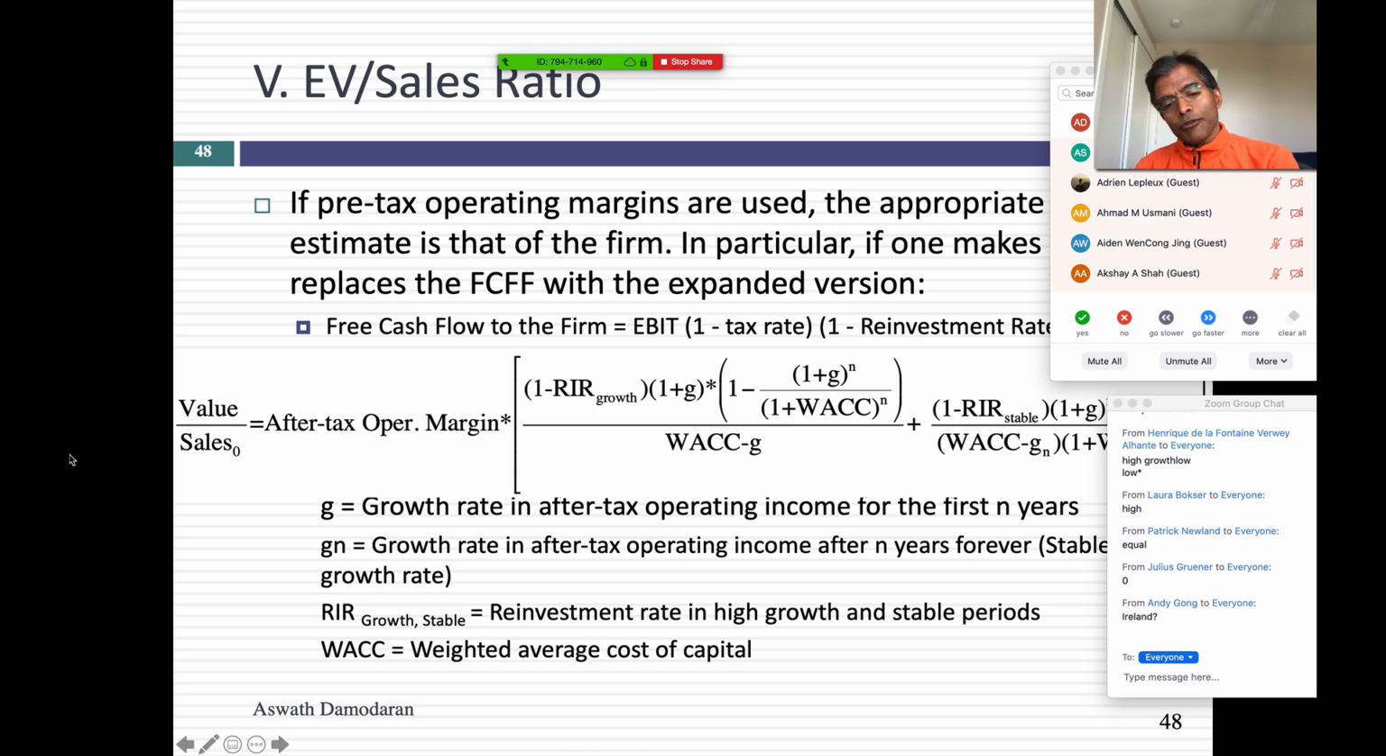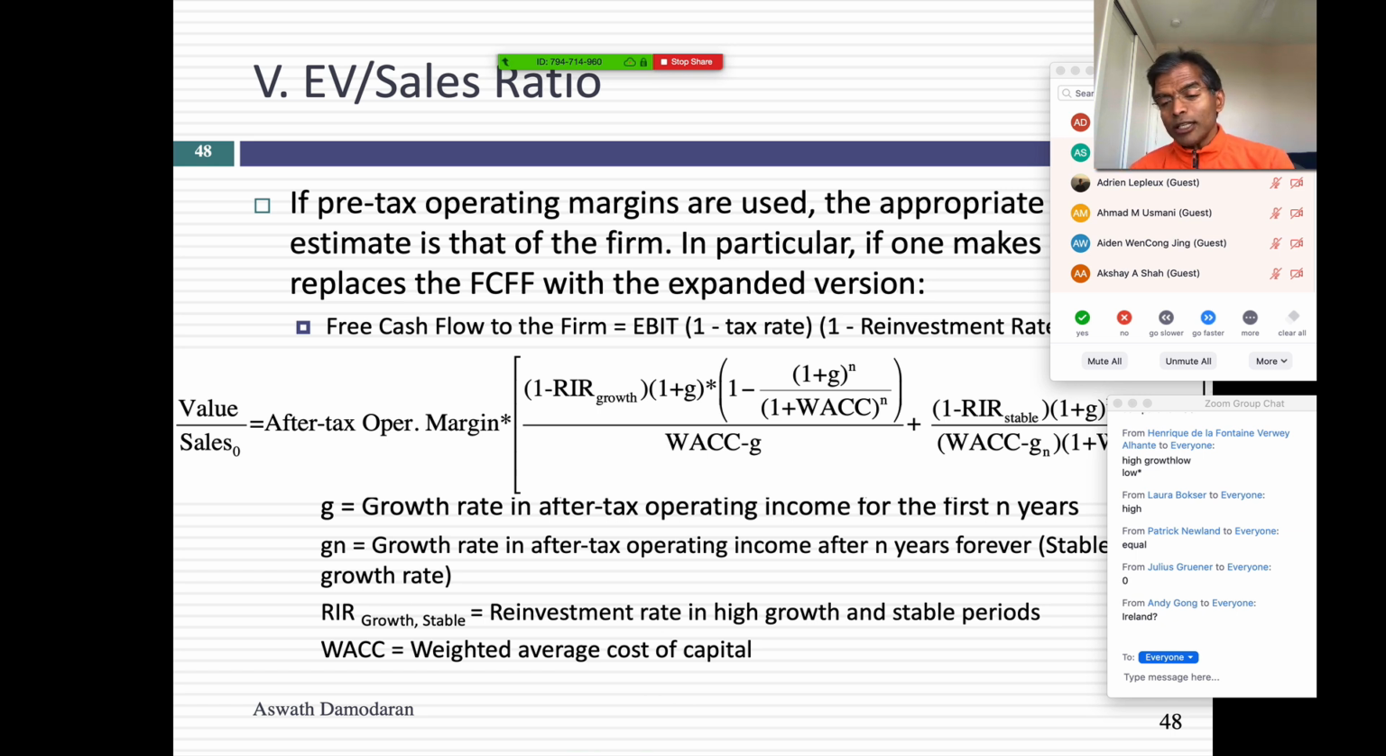So here's the equation for a two-stage model with EV to sales. I know it looks complicated. But look at the variable that's popped up that wasn't there before. See what it is? Operating margin. Remember I said every multiple has a companion variable? The companion variable for EV to sales is operating margin. If you have a high operating margin, you'll trade at a high multiple of sales. You have a low operating margin, you'll trade at a low multiple of sales.